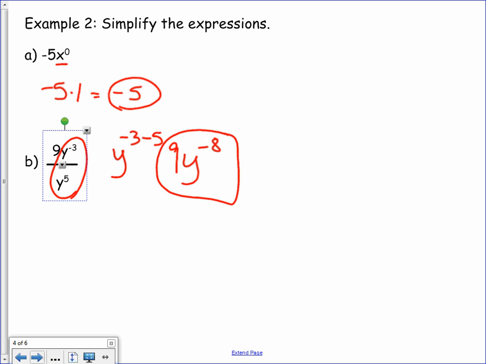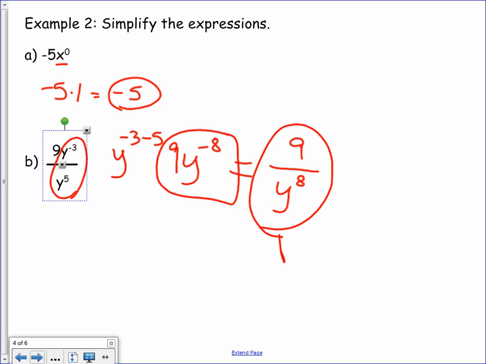But we can't keep our answers with negative exponents. That's not in simplest form. We always want to eliminate them. So usually we would write 1 over y to the 8th. But because we have this 9 out here, now it's going to be 9 over y to the positive 8. We can't do anything more to simplify that, so this is our answer, because we can't have negative exponents and still have it in simplest form.